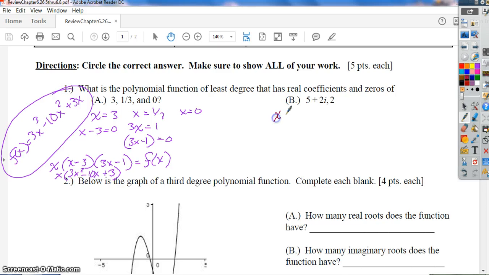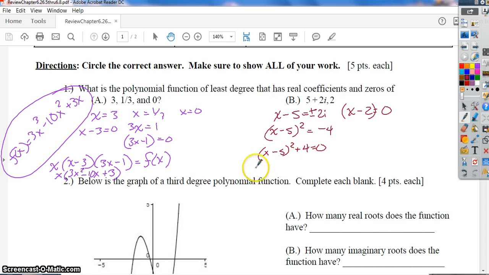Jumping over here to b. Okay, so x minus 5 equals positive or negative 2i. So I've already isolated that one. This one is x minus 2 equals 0. Now that meant that for x minus 5, I took the square root of negative 4 to get that. So this is x minus 5 squared plus 4 equals 0. And this stays as is.